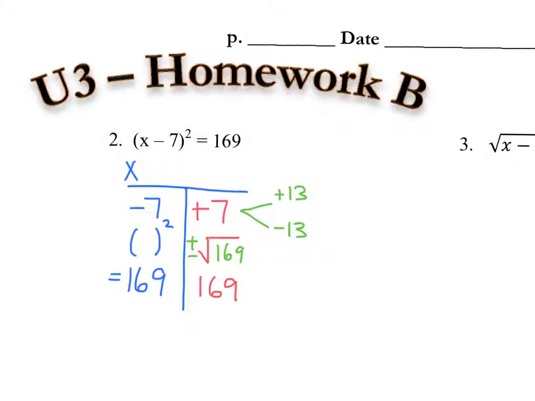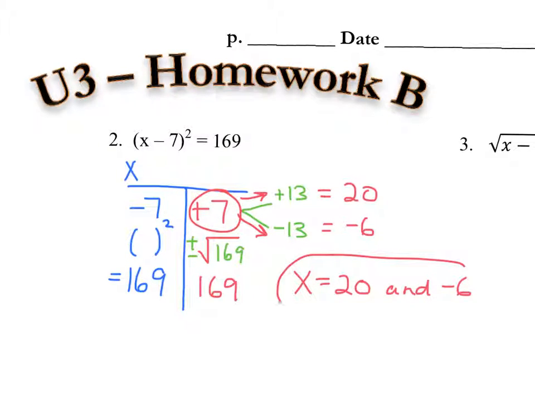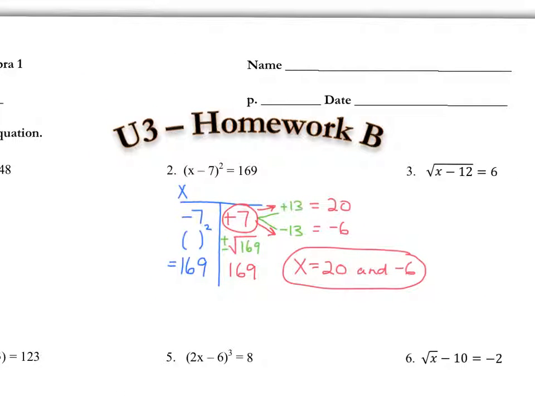So I like to draw almost like a branch like that so that I remember that for my final answer, I have to take 7, and then I have to add 13 to get 20. That's one of my answers. I also have to subtract 13 and get negative 6. So I have two answers here. X equals 20 and negative 6. Okay?